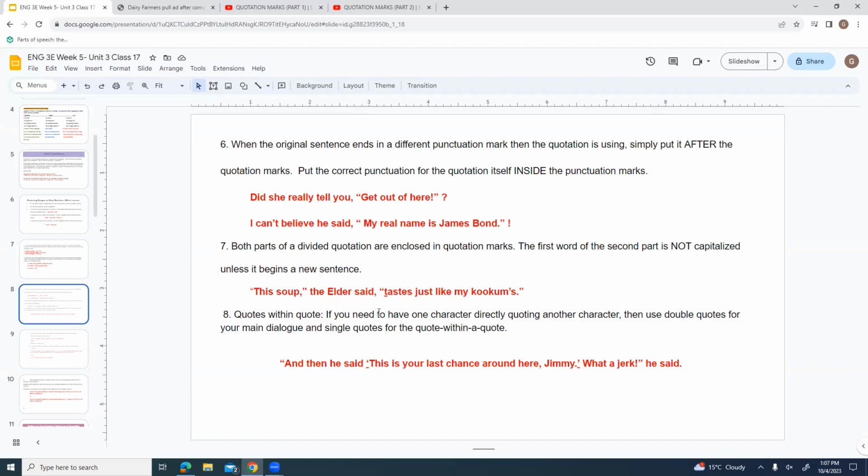Quotes within a quote. If you need to have one character directly quoting another character, then use double quotes for the main dialogue and single quotation marks for the quote within a quote. So here's their main quote. And then he said, now he's quoting what the person said to him, 'This is your last chance around here, Jimmy.' And now it's back to him talking. "What a jerk," he said.